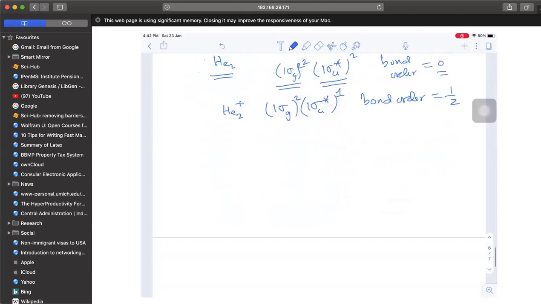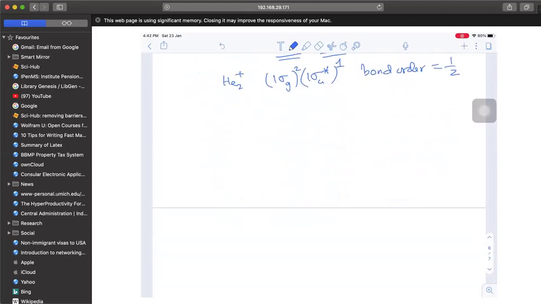Okay, now we come to question number 5. The orbitals that are drawn in the question are these.